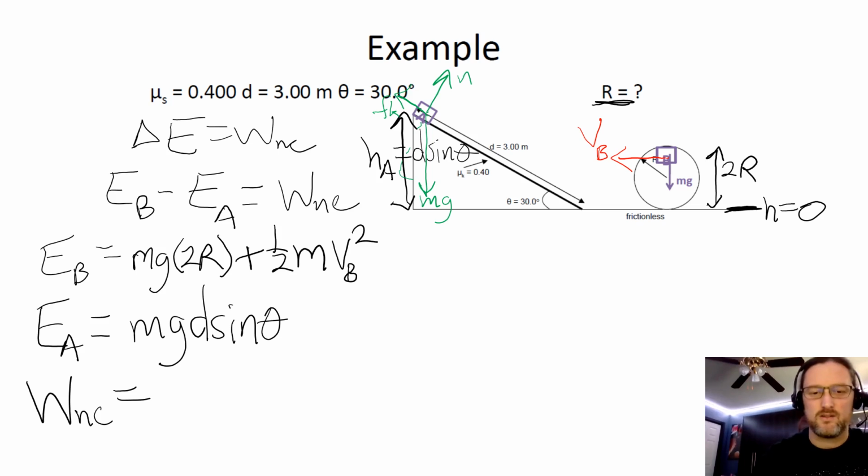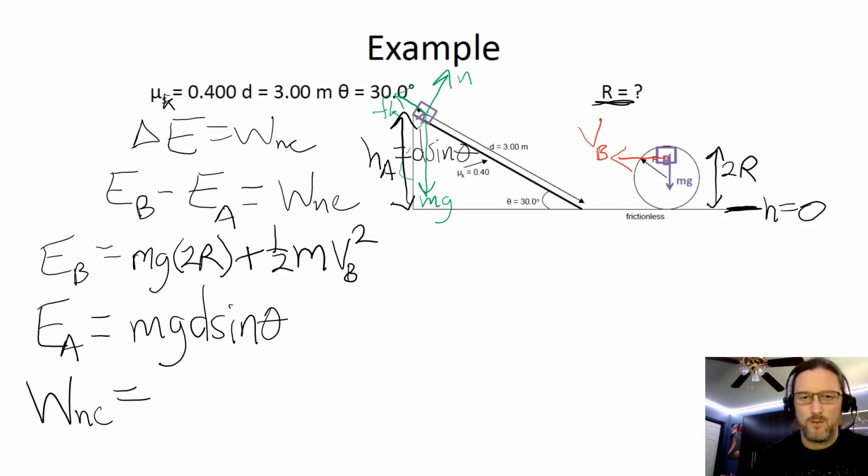Go back and look at some of the blocks sliding on ramps that we did in the forces section, and you'll pretty quickly see that normal is equal to mg cosine of theta. So the friction would be mu k times the normal force, right? And this mu s up here, I think that should be a k. The coefficient of kinetic friction.